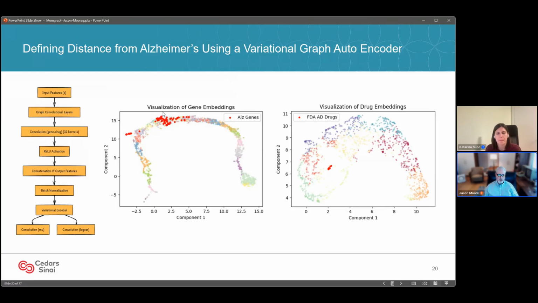And so again, I'm not interested in the red area here, because those are the known Alzheimer genes and presumably things in the graph that are closely connected to the Alzheimer genes. I think the novel discoveries are going to come from this part of the embedding space that's further away from Alzheimer's disease. And then the other thing we can do is create drug embeddings.